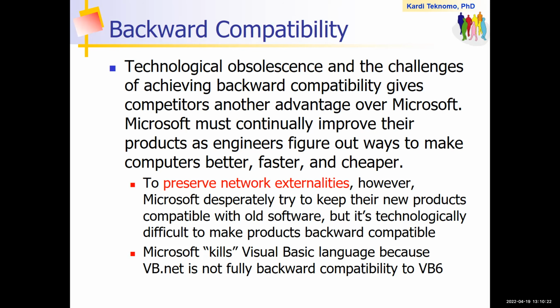What happened is, around the year 2000, Microsoft changed from Bill Gates to Ballmer, and then they introduced VB.NET, which is not fully compatible with VB6 under Bill Gates, and basically because of this lack of backward compatibility, Microsoft killed the Visual Basic language, okay, which now you use in Excel as VBA. Okay. So backward compatibility is very important to create network externalities.